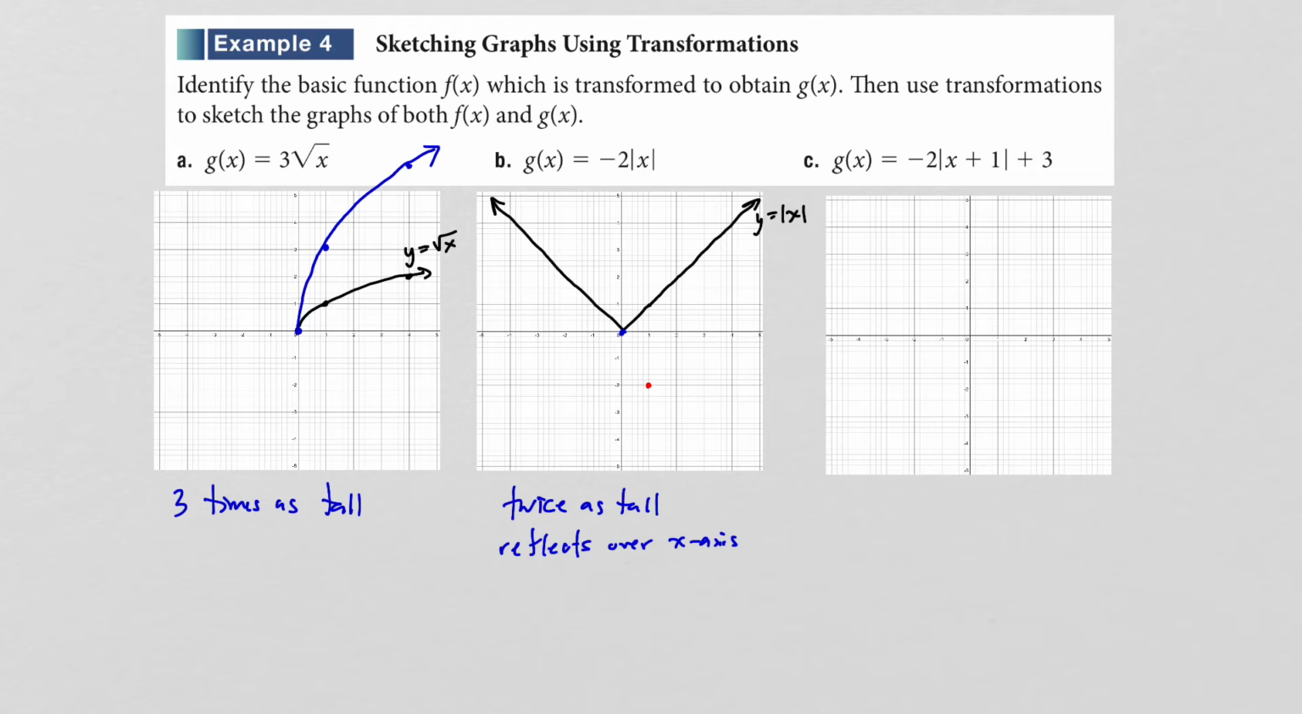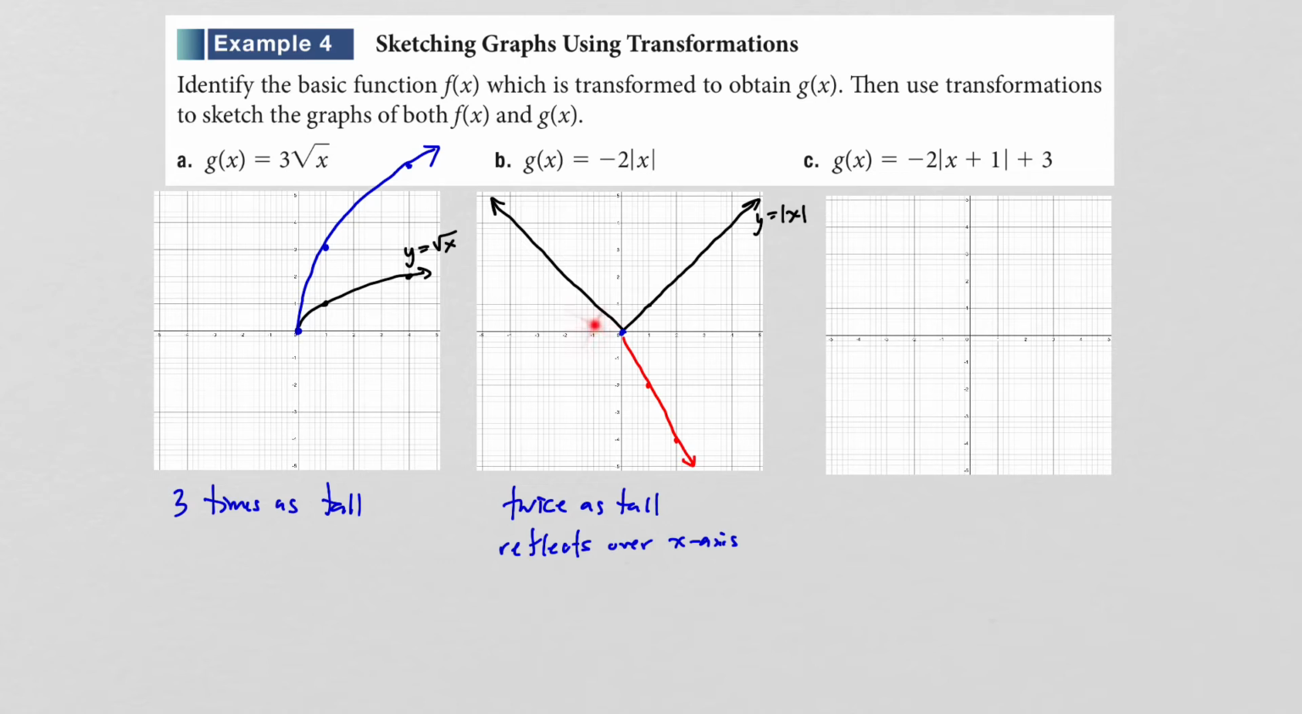Let's pick another point. Suppose I take the point 2, 2. What does that look like? Well, again, the y value gets twice as tall, so now it's going to be up here at 4, but then it also reflects over the x-axis, which drops it down to negative 4. So this is what that side of the graph looks like. And the other side looks the same.